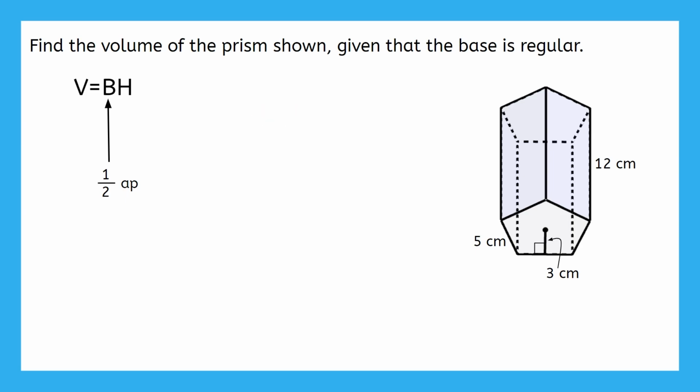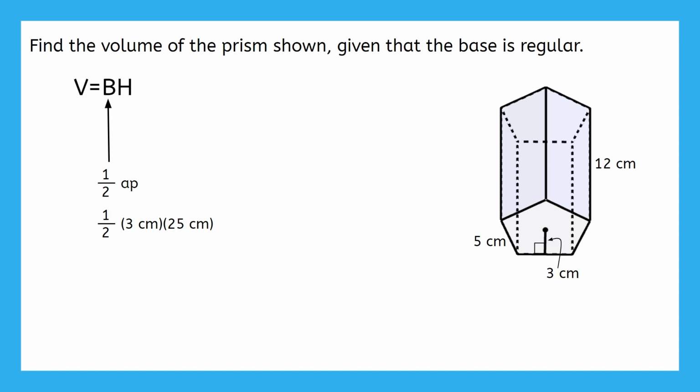Let's see here. Well, the apothem is 3 centimeters, and that's a good start. But now we need to find the perimeter of the pentagon. What do you think the perimeter of the pentagon is? 5 centimeters times 5 sides gives us a perimeter of 25 centimeters. Now that we've figured out what to substitute in for big B, what should we do next?